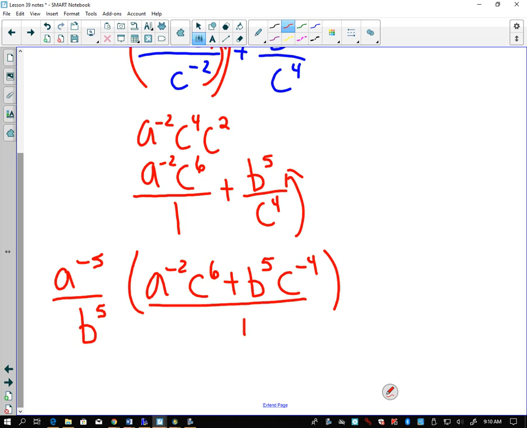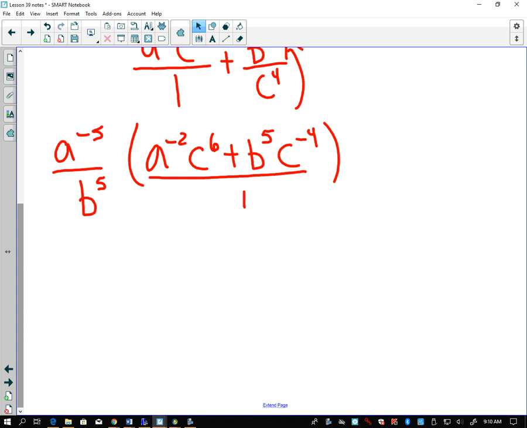All right. This is where the distributive property comes in, right? If I'm multiplying two fractions, what does that look like? How do I actually do that? Because that's all that's happening here, this is multiplication. I know we see a set of parentheses there, but it's really a to the negative fifth over b to the fifth times a to the negative second, c to the sixth, plus b to the fifth, c to the negative fourth, all over 1.